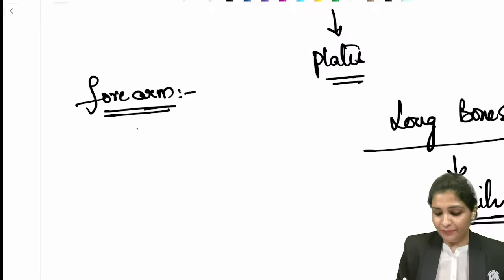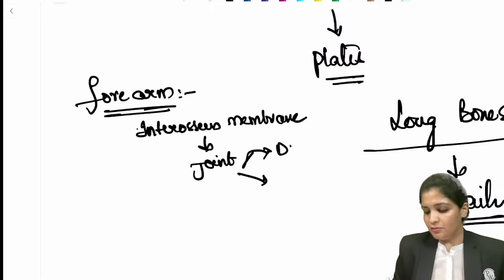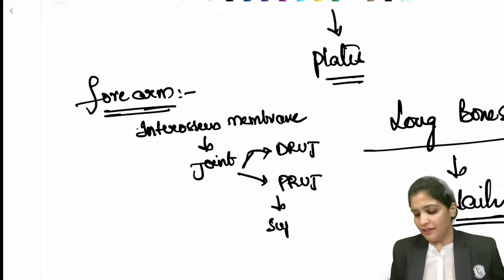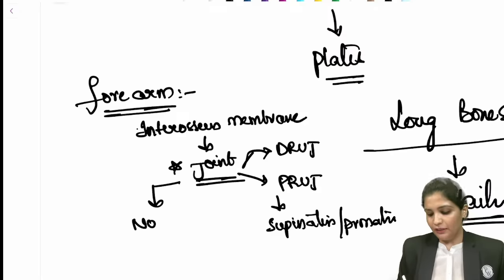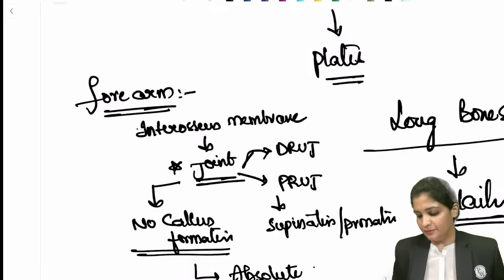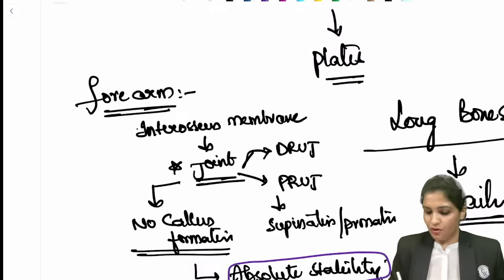So in case of forearm, the two bones which are present with the interosseous membrane together will act as a joint, right? There are the DRUJ and the PRUJ, the proximal radioulnar joint and distal radioulnar joint, which are responsible for your supination and pronation. So this interosseous membrane is acting like a joint. So here also you should have no callus formation which will disrupt your joint movements. Hence, you go for absolute stability. Right? So this is your absolute stability in case of forearm bones.